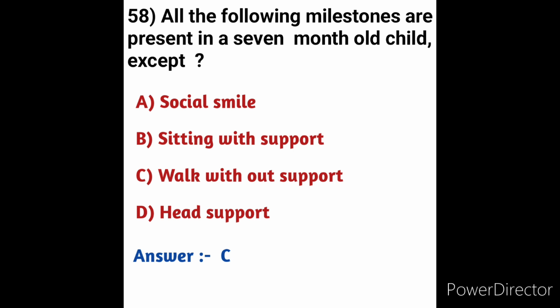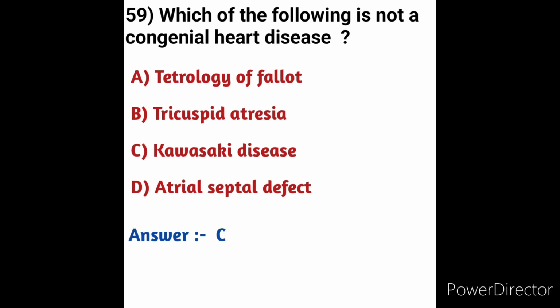Which of the following is not a congenital heart disease? We will see the options here. Option A, tetralogy of Fallot. Option B, tricuspid atresia. And option C, Kawasaki disease. And option D, atrial septal defect.